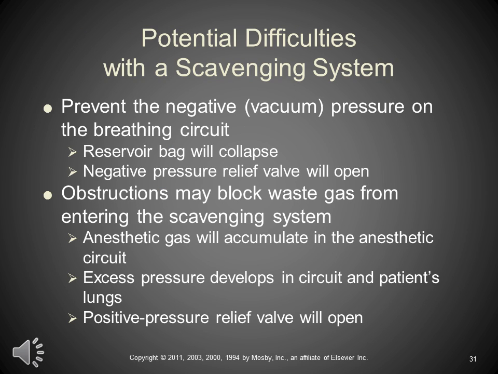As with everything in life, there are potential difficulties with scavenging systems. We need to prevent the negative or vacuum pressure on the breathing circuit from being too much, because if it is too high a vacuum, the reservoir bag will collapse and the negative pressure relief valve will open. So we don't want too much of a draw on it, just enough to get the gas flowing and continue flowing that way. And obstructions may block waste gas from entering the scavenging system.